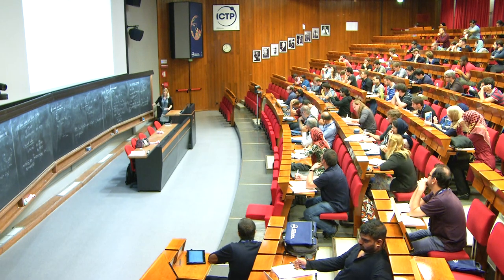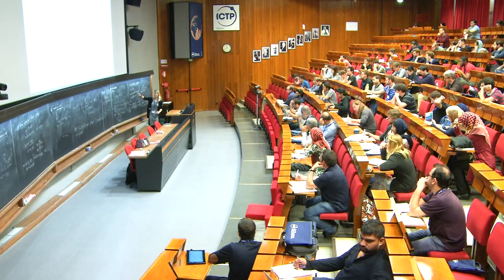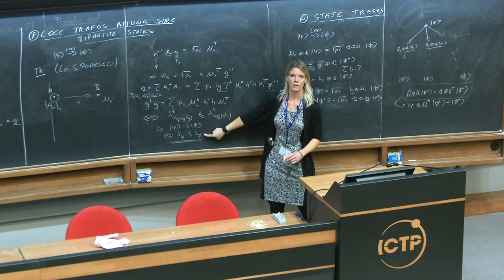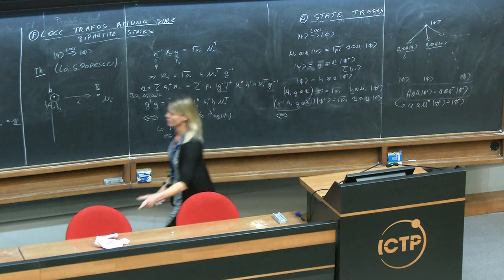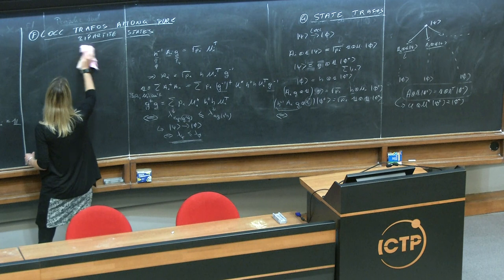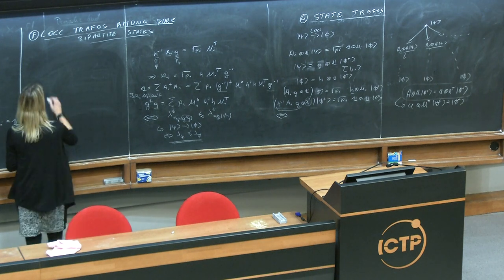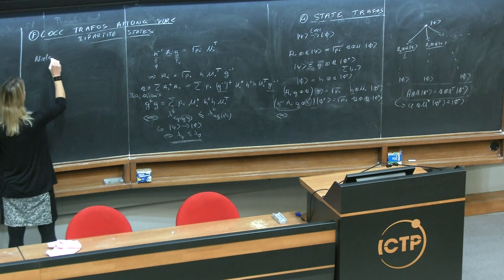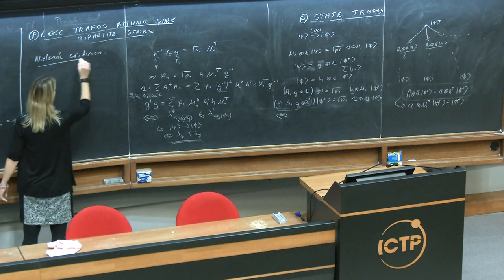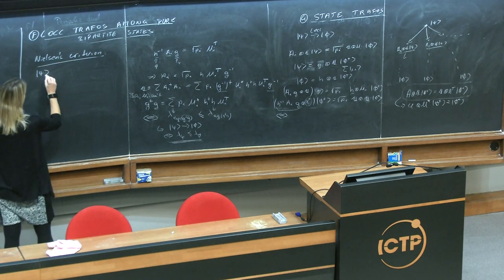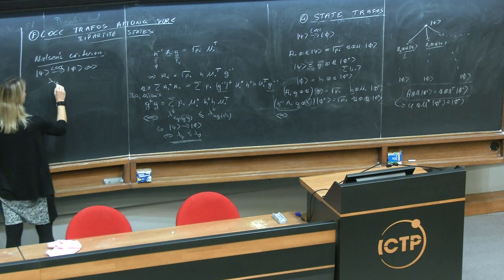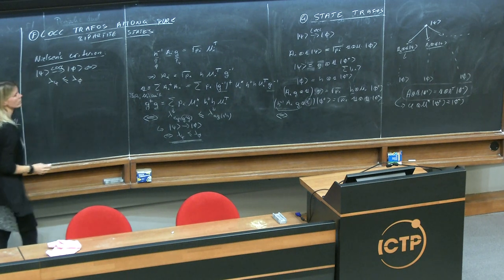Okay, so we have now obtained Nielsen's criterion, which says that I can go from psi to phi if and only if the Schmidt vector of psi is majorized by the Schmidt vector of phi. Let me write this as a conclusion from what we have seen. So this is Nielsen's criterion. And this is a necessary and sufficient condition, so it's indeed a criterion. So psi can be transformed to phi if and only if lambda psi is majorized by lambda phi.